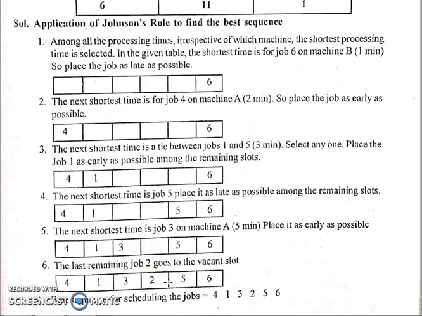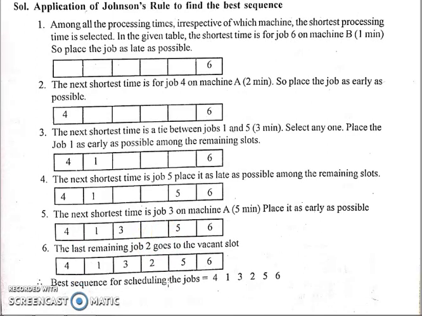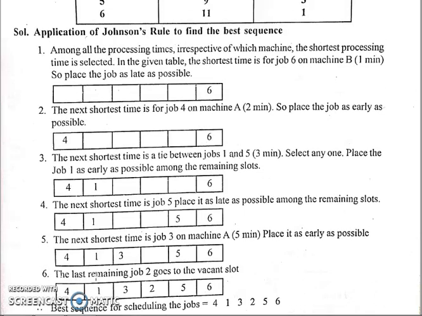So now after applying the Johnson's rule, we will get this sequence, and this is going to be the best sequence possible for scheduling the jobs. Okay. So understand very carefully that this step is going to be very, very important. Once again I will explain you.